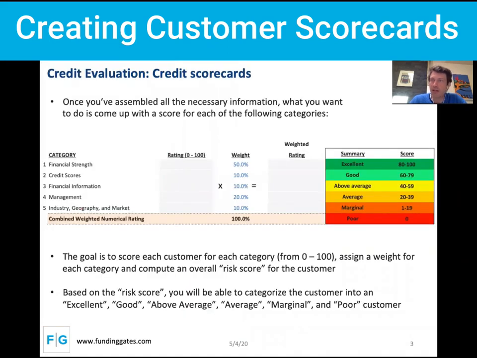And so basically the financial scorecard of a customer consists of 5 main segments. One is the financial strength, the credit scores, financial information, the quality of the management team, and then the industry, geography, and overall market conditions where the customer is operating. And so you can see here, these are the 5 main categories. You assign a score of 0 to 100 to each category, and we're going to go through how to do that. And then you assign a weight to each category, and then you get a weighted rating. And this weighted rating will tell you in which credit risk bucket the customer falls into.